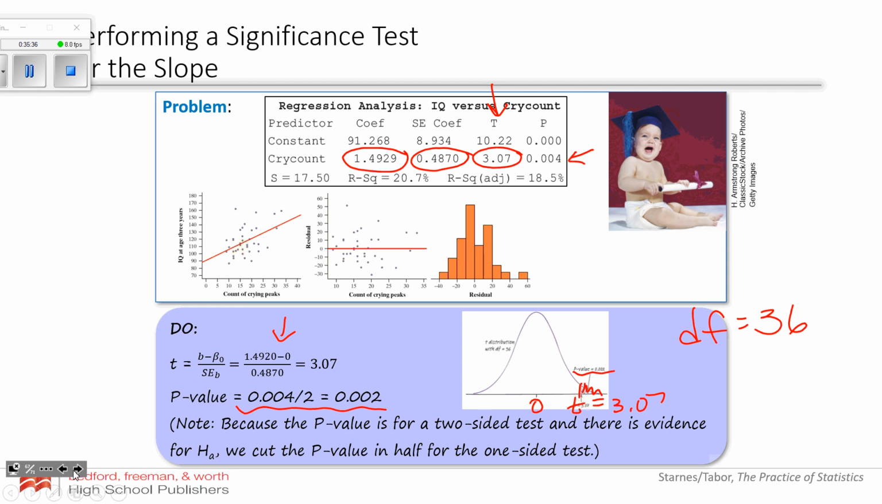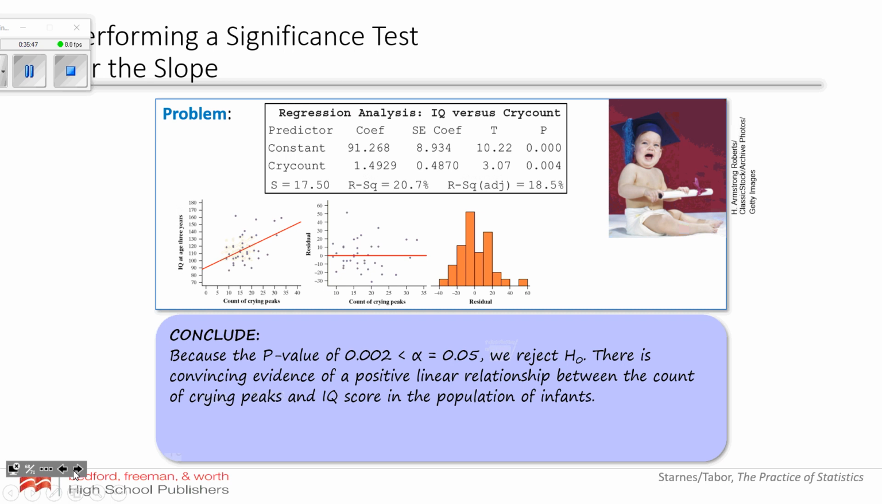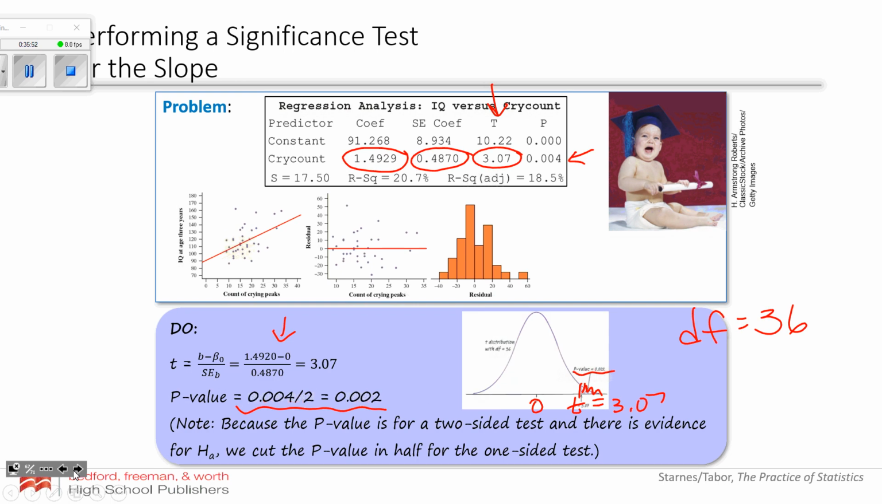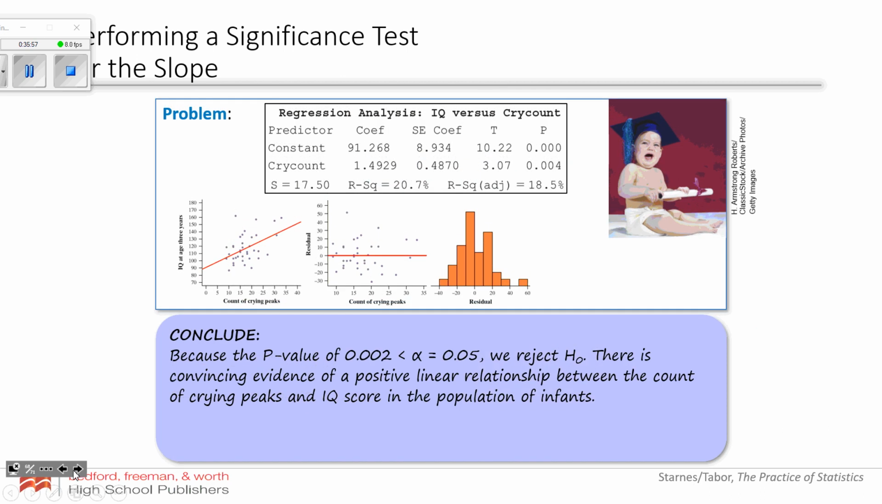Some of us have not been really good about writing this whole thing. Why do we reject HO though? You need to tell me why. Why are we rejecting HO? Because P is less than alpha. You need to specifically state that. So our p-value is less than our alpha, so we're rejecting HO and saying that there is evidence of a positive linear relationship between the count of crying peaks and the IQ in the population of infants, or something along those lines.